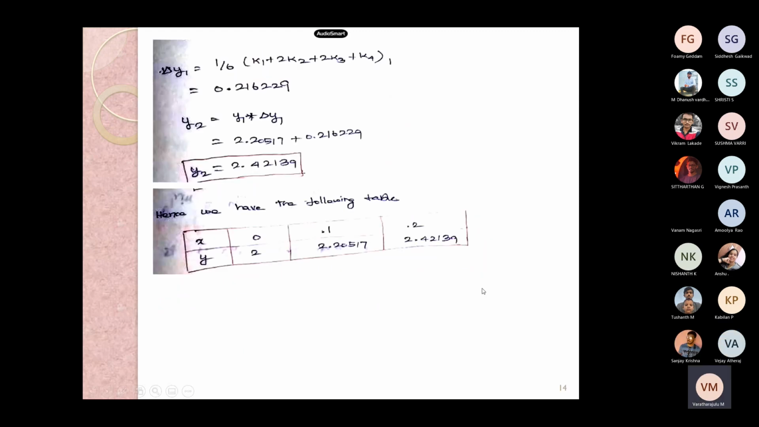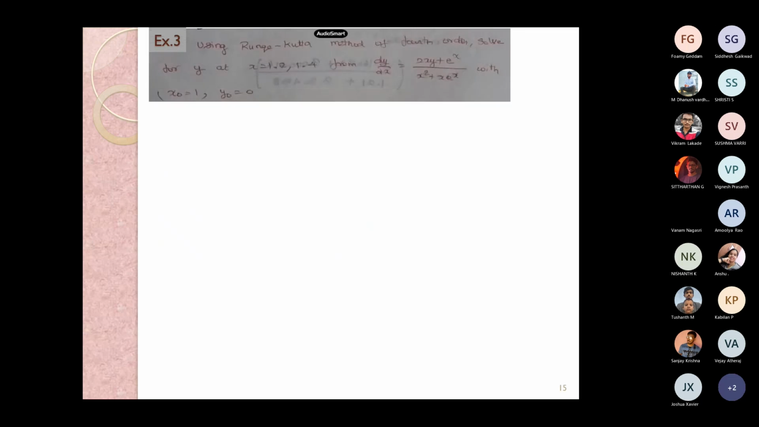What is the answer for 0.1 and 0.2? When x is 0.1 and 0.2, the y is 2.205517 and 2.42139. And this is exercise number 3.